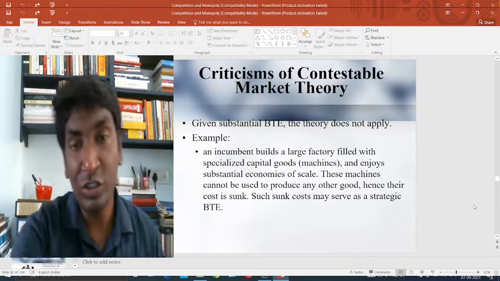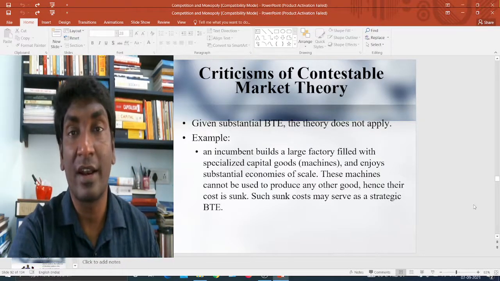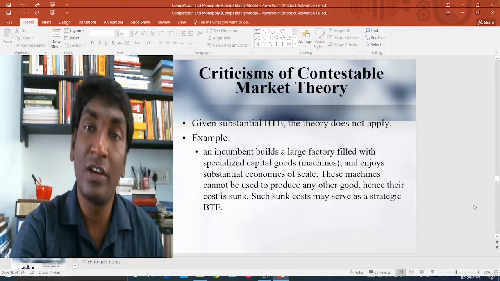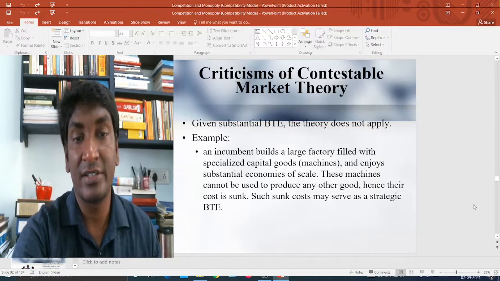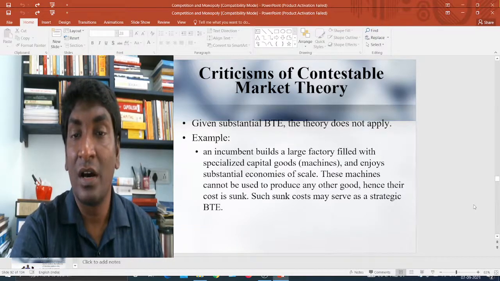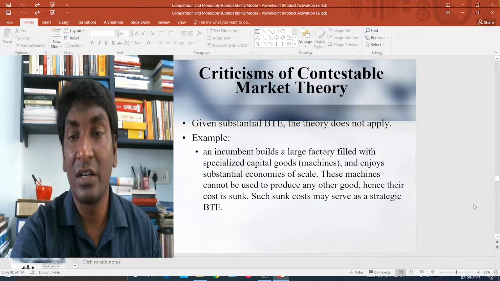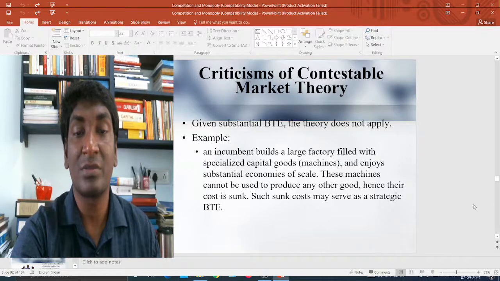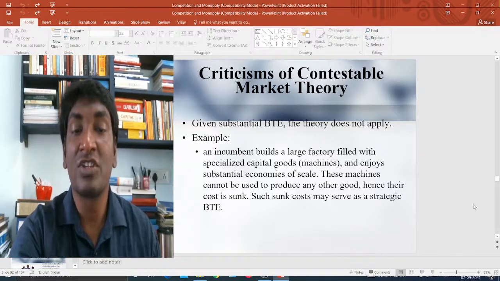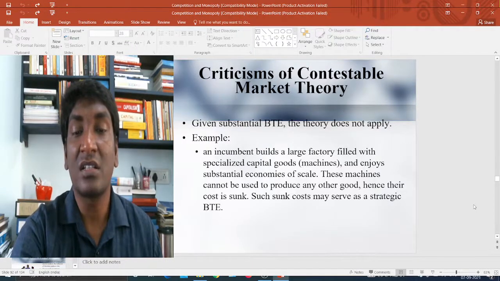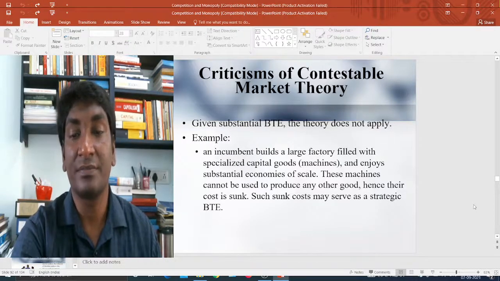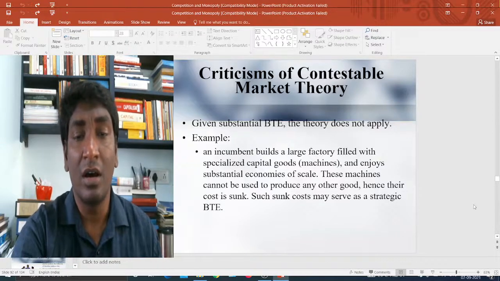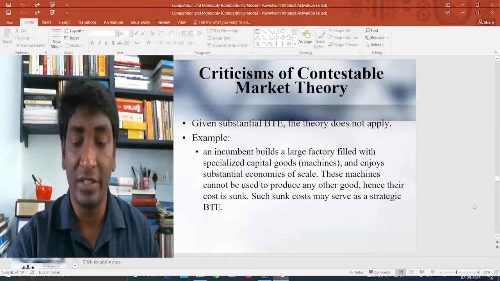Now, what are the possible criticisms which somebody can level against this? I have already mentioned a couple of criticisms. Plus, the theory of contestable markets does not apply when an incumbent builds a large factory filled with specialized capital goods machines and enjoys substantial economies of scale. These machines cannot be used to produce any other goods, hence their cost is sunk. Such sunk cost may serve as a strategic commitment.